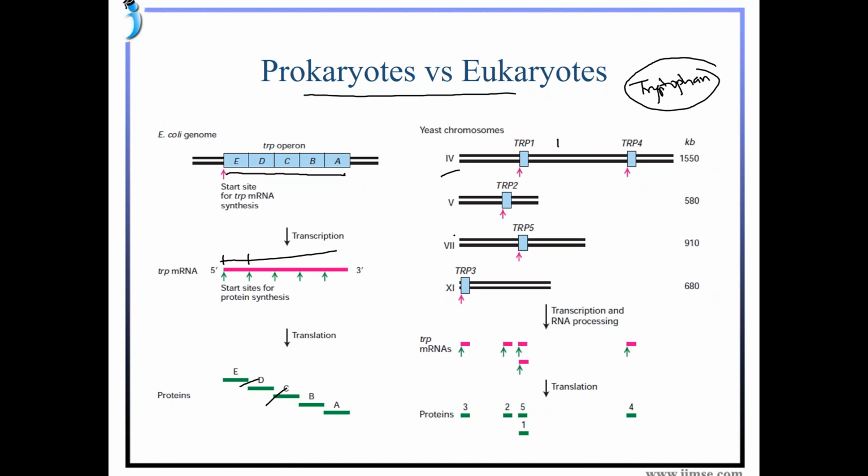Whereas in eukaryotes, each enzyme will be on one chromosome. The other enzyme will be on another chromosome, the fifth enzyme on another chromosome, the third enzyme on another chromosome. So there will be different mRNA transcripts, and they will be synthesized differently.